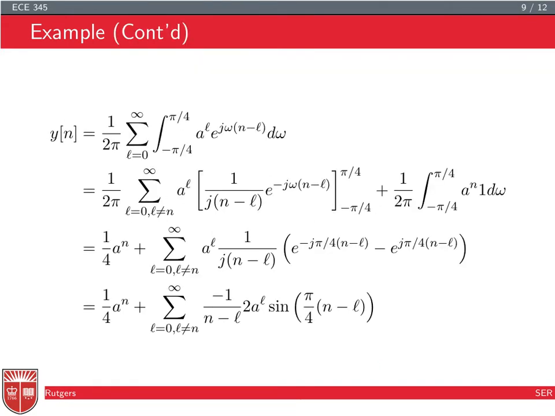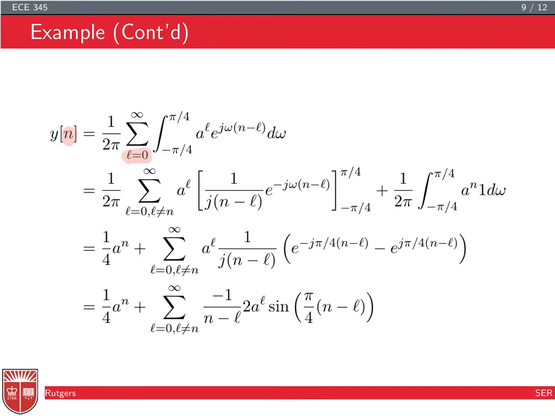Now to do this summation, we're at the stage where y[n] is 1 over 2π, the sum from L equals 0 to infinity, the integral between minus π/4 and plus π/4, of a^L e^(jω(n-L)) dω. And like we did last time, we need to distinguish between two cases, whether L equals n or L is different from n. Here n is fixed, and L is a running variable, or running counter.